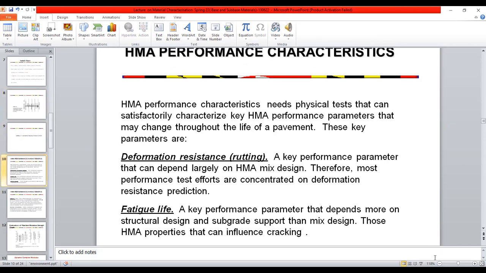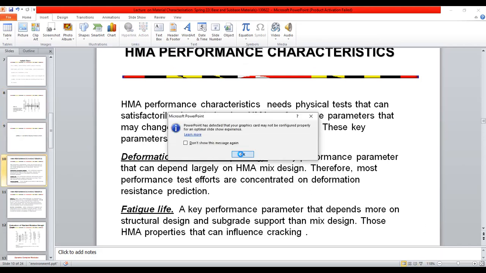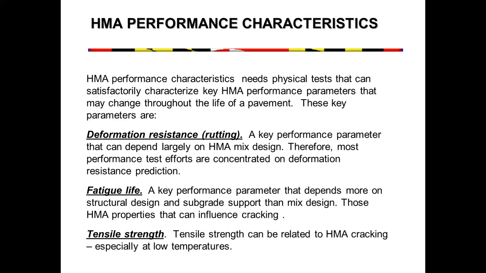Now, if you look at this asphalt HMA performance characteristics, we need physical tests that characterize HMA performance that may change throughout the life of the pavement. Normally, what we need to understand is that the HMA must be good enough against rutting. This is a key performance parameter, and it depends highly on the HMA mix design, though it also depends upon the external loading and the temperature variation.